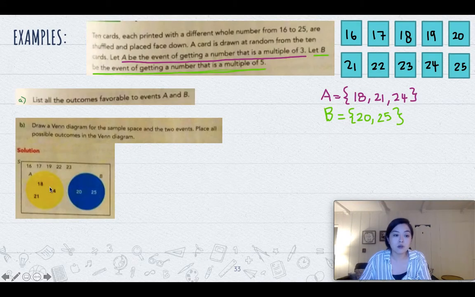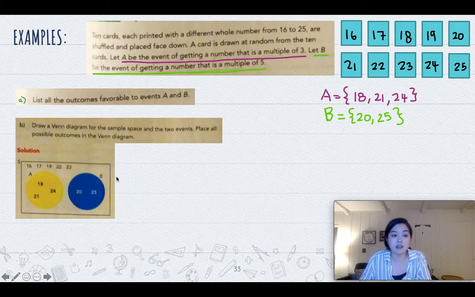Okay? So here's my A, and I have 18, 21, 24. And here's my B, 20 and 25. Okay? There's no overlap between the two, because they don't have any numbers in common. And for my sample space, they just listed the numbers that were not used in A or in B. So 16, 17, 19, 22, and 23 were not used. So then they included that.